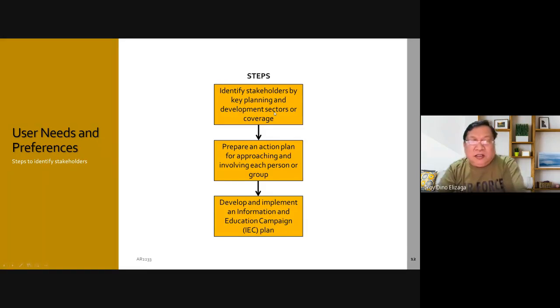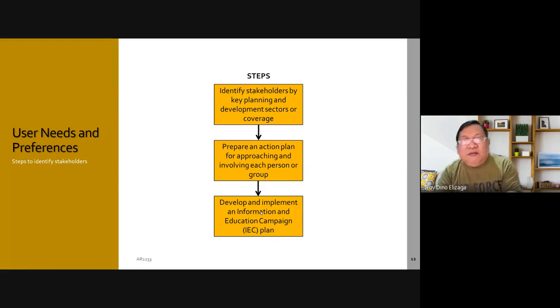When you get the user needs and preferences, you need to identify who the users are. The diagram I'm showing here is taken from the CLUP guidebook. CLUP stands for Comprehensive Land Use Plan. It's a document for a very big scope. We can be talking about regions or provinces or cities or municipalities. But right now we're talking about a particular property, one site.